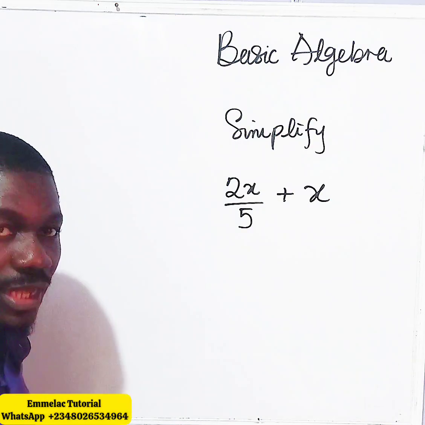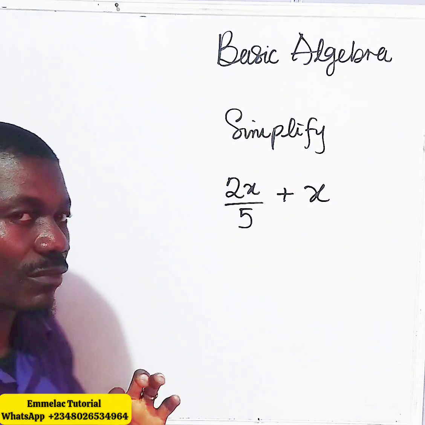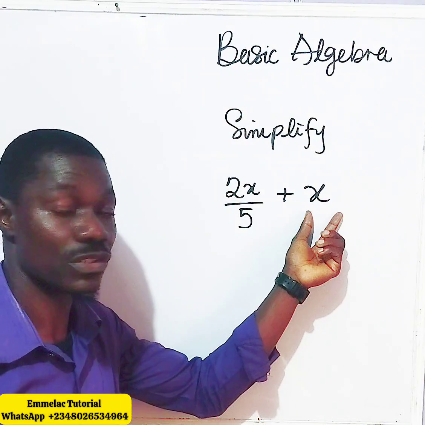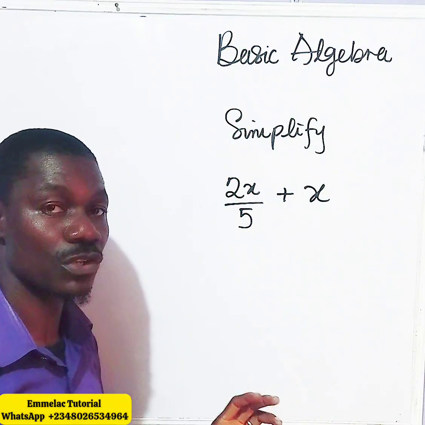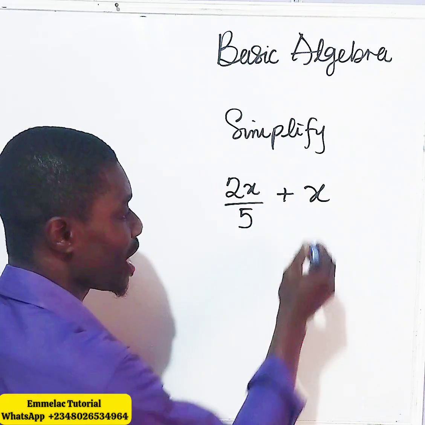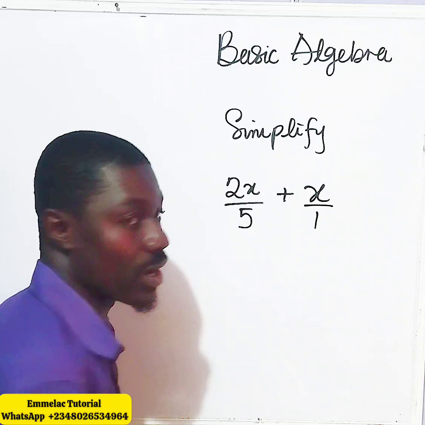Alright, so in cases like this, take note, this is a fraction and this is just a variable. All you need to do is this: x is the same thing as saying x all over 1.